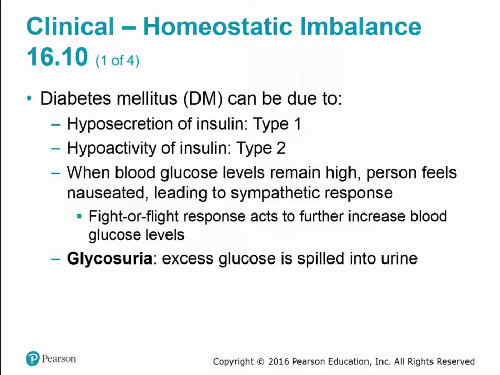So diabetes is the most common homeostatic imbalance when it comes to insulin. Right? So there's 2 types of diabetes. Type 1 diabetes would be a hyposecretion of insulin. So this would be where, for whatever reason, the person's pancreas just does not produce enough insulin on its own. Type 2 diabetes would be a hypoactivity of insulin. So even though we can produce insulin, the cells are desensitized to it. So they're not going to respond. Right? So we have a decreased activity of insulin.